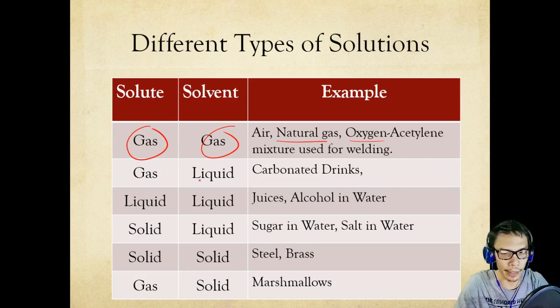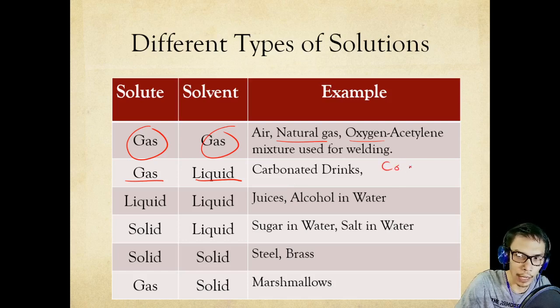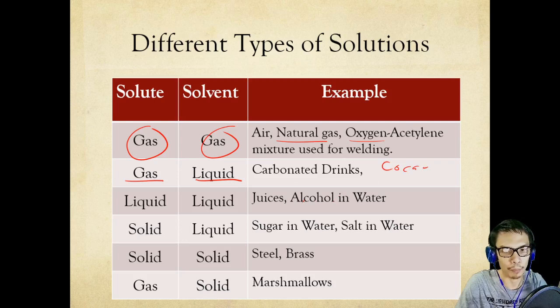Then we have a gas and a liquid, in which the liquid is the solvent and the gas is the solute. An example is carbonated drinks, like Coca-Cola. If you happen to notice, the liquid or the water in there is your solvent, and the one that is dissolved in the solvent is your carbon dioxide. The other one is liquid.